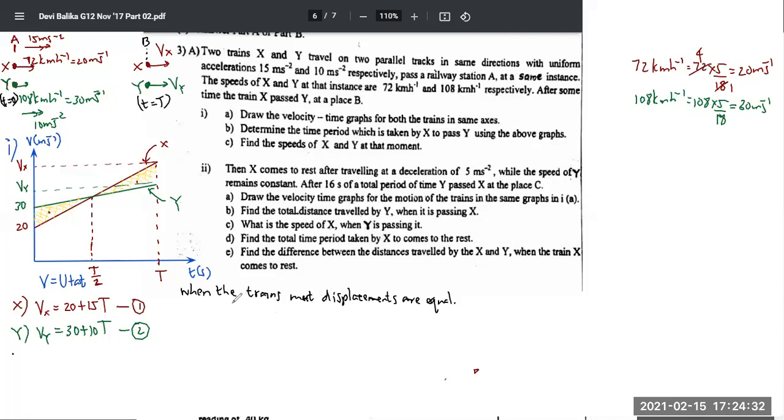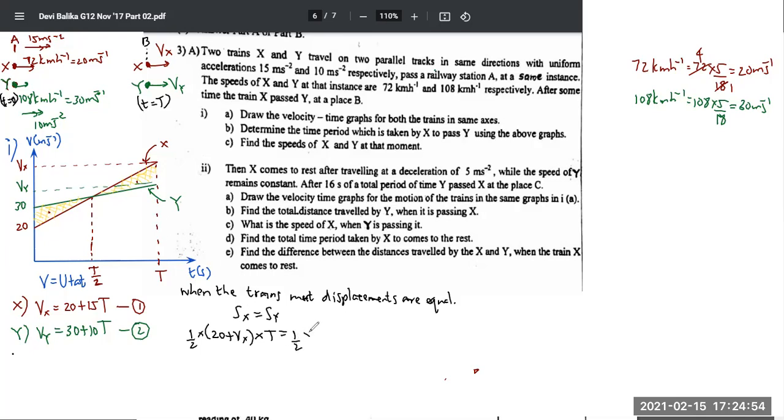Now, displacement of x should be equal to displacement of y. What is displacement of x, people? Displacement of x is area under the maroon line. That will be half into addition of parallel sides. What is addition of parallel sides? 20 plus vx into height. What is height? T, capital T, equal to sy. That is the displacement of y when they meet.